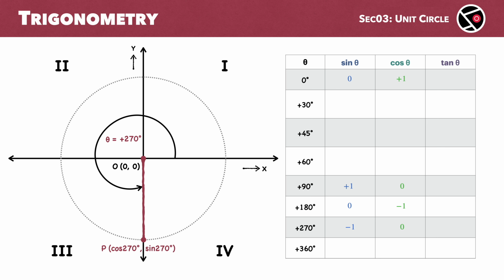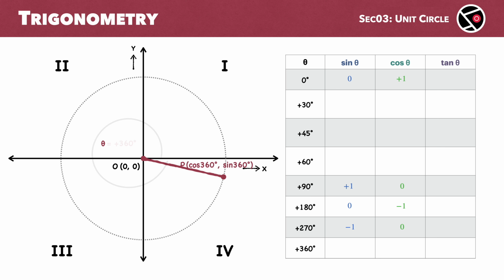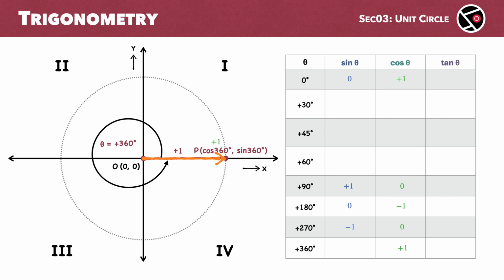Finally, at theta equal to plus 360 degrees, P returns to the positive x-axis. We are back to where we started from. The x-coordinate is plus 1. So cos of plus 360 degrees equals plus 1. The y-coordinate is 0. So sine of plus 360 degrees equals 0.